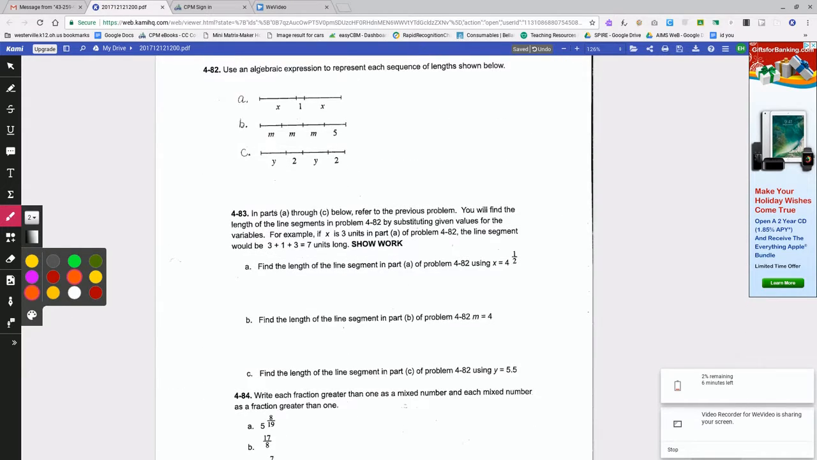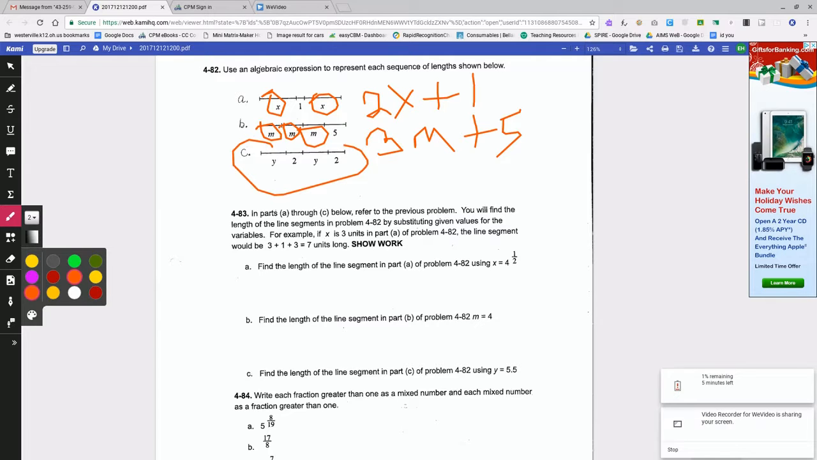All right, moving down, we're just writing algebraic expressions. So you're combining your variables and adding your numbers. So for here, you just have 2 x's, easier said than done, plus 1. Here you have 3 m's plus 5. So I'll leave this one for you to discover on your own if you're watching this for the first time.